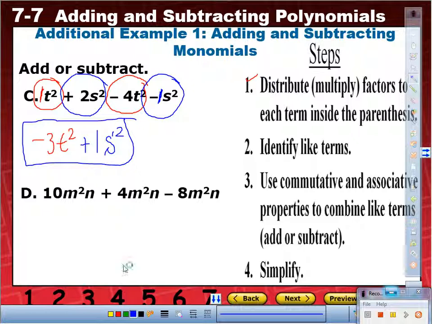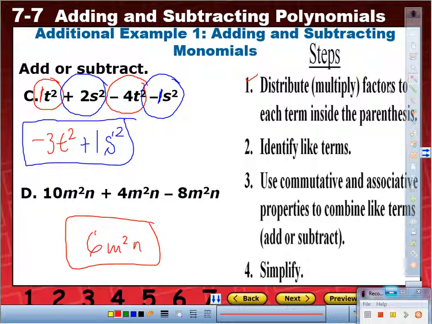Next, let's go with this one. Let's see. M squared n. Is there another one that has m squared n? Yes. Is there another one? Yes. So they're all the same, so I don't really need to use the commutative property, right? However, I can associate these two because these are positive. What is 10 plus 4? 14 minus 8, 6 m squared n. And we're done. Hands if you got that. Okay? So far so good?